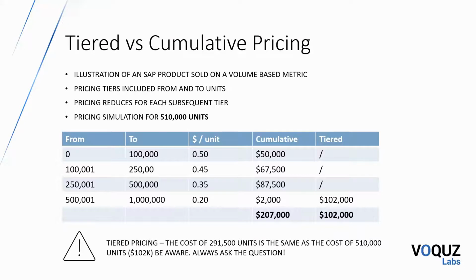Interestingly, under tiered pricing, 291,500 units would cost exactly the same as 510,000 units, which shows that it's often worth exploring cheaper pricing points available at higher volume tiers.